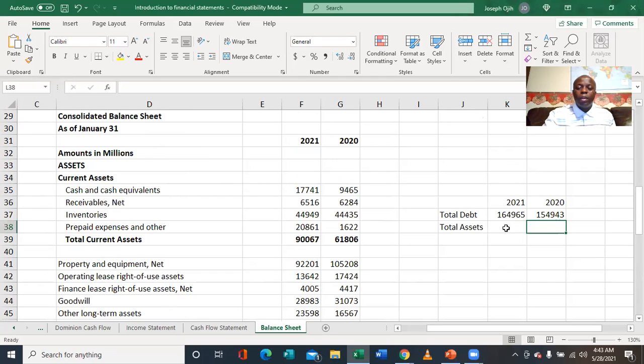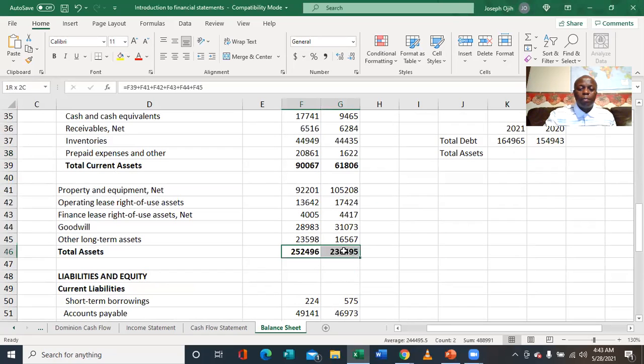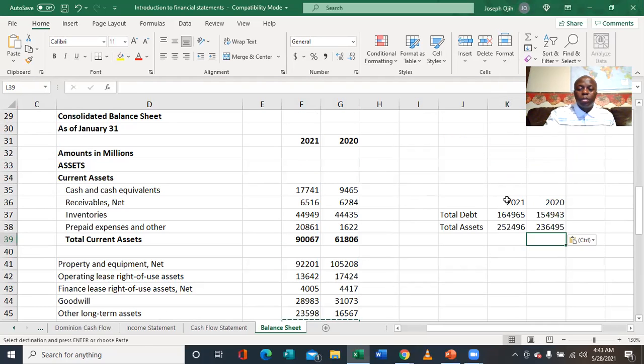So it's right there. Now let's look at the total assets. You can see the total asset right here. So I'm gonna copy them and paste them here. Okay. So this is for 2020 and 2021.